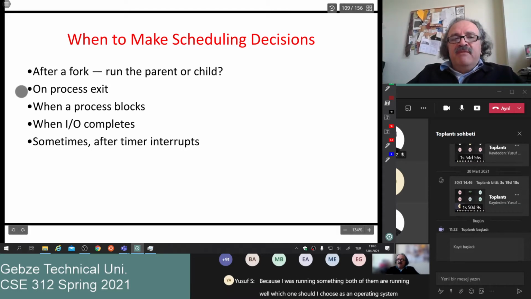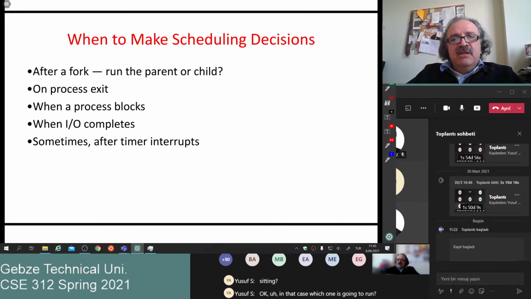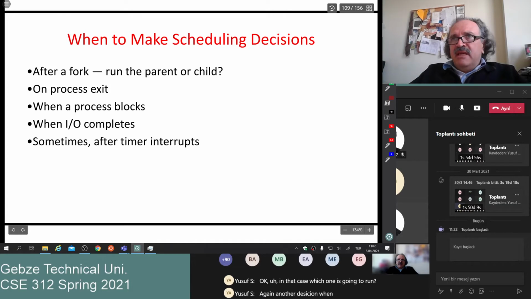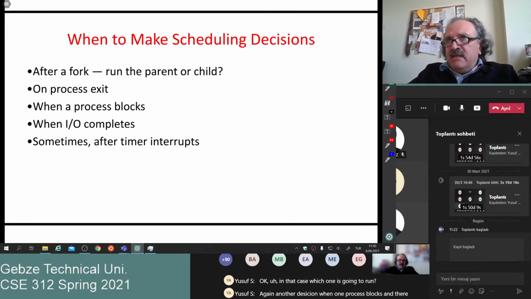When one process says, okay, I am done, I am exiting, in that case, which one is going to run? Again, another decision. When one process blocks and there is more than one process ready in the ready queue.